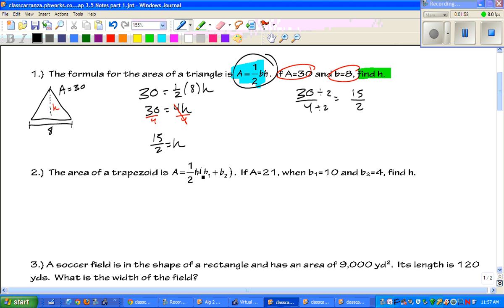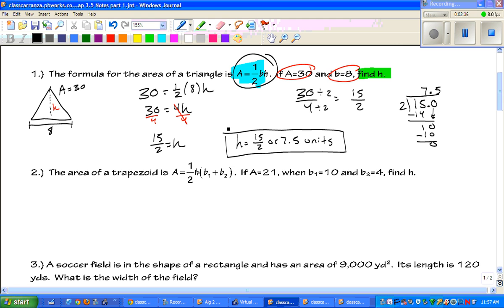Now, if you wanted to, you could actually divide 15 by 2, and we can get a decimal. 2 does not go into 1, but it goes into 15 7 times. We don't do remainders here. Okay, so let's put the decimal up. 2 goes into 10 5 times. Okay, so the height is 15 over 2, or 7.5, and we have to make sure to label that since they don't give us a unit. We're just going to call those units.